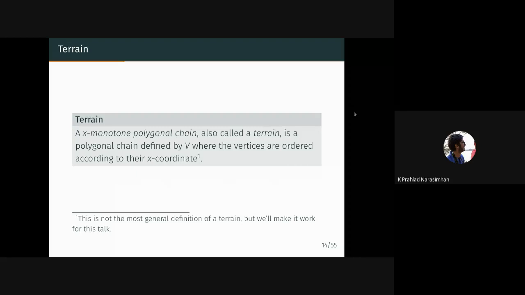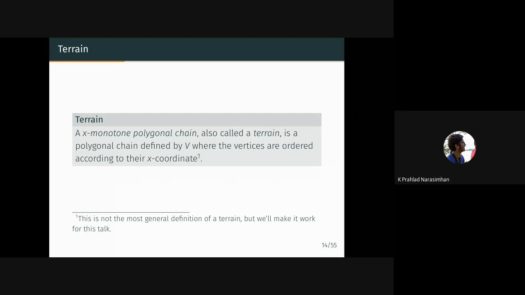But this was a mistake I made knowingly. So that is the most general definition of the terrain. It makes sure that I allow x coordinates to be the same. But yes, you're right. So in that case, do you order them according to the y coordinates, or do you just order them randomly? So how I define it is how I define it.